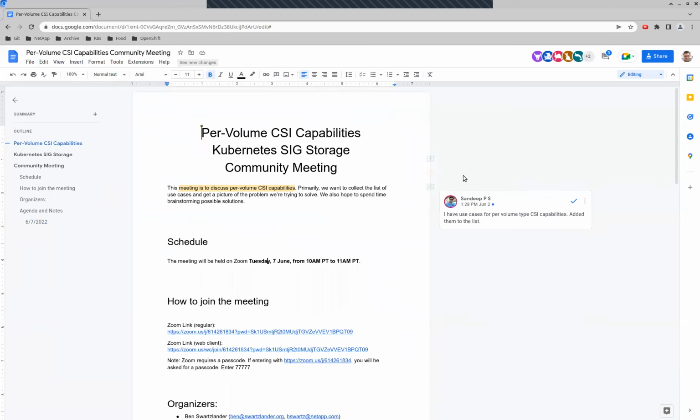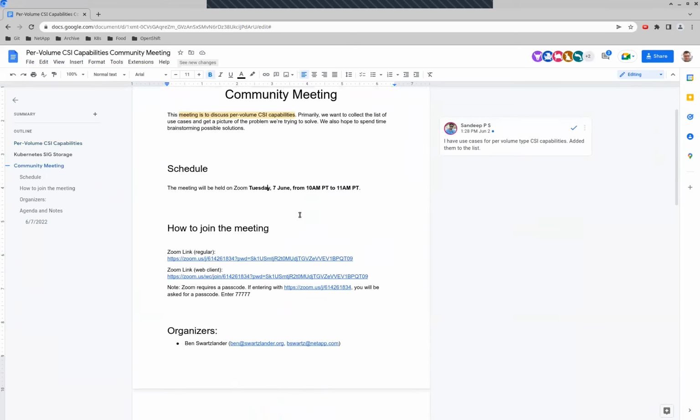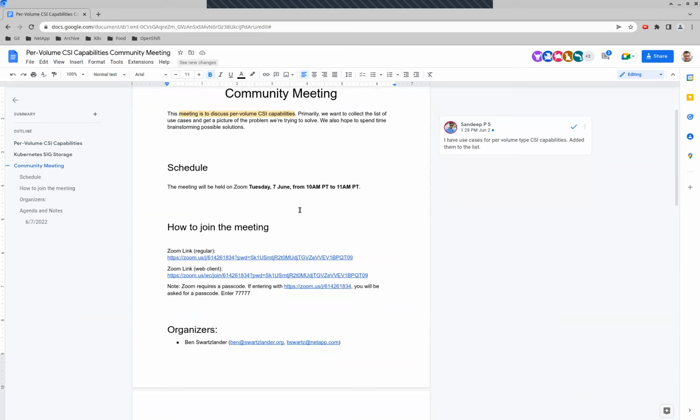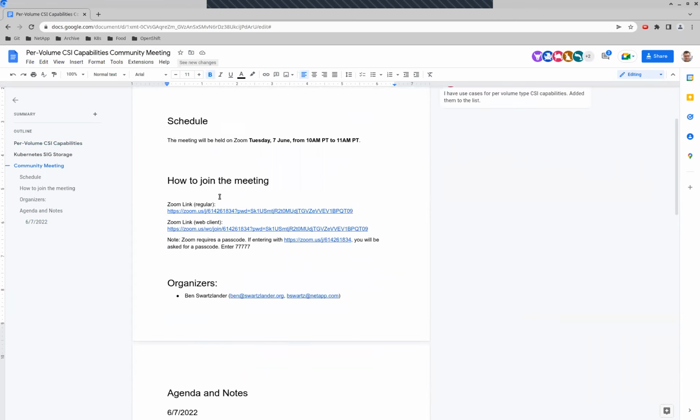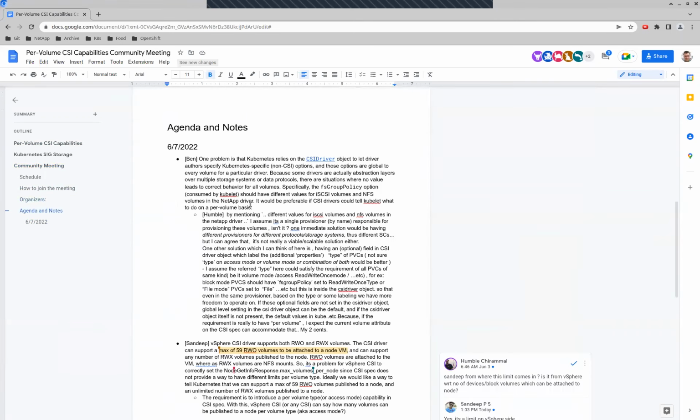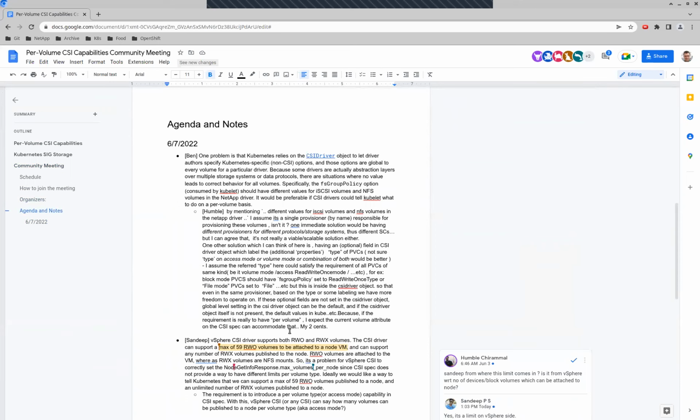I have been talking to Hemant offline about some of these problems. It's come up in the Kubernetes SIG storage CSI meetings. It's come up in the CSI community meetings. So there's been a bunch of different forums where we've sort of hinted at what the problem is, and I wanted to get everyone together and just write down what all of our use cases are. And I'll start with my own use case that I've put here in the agenda.